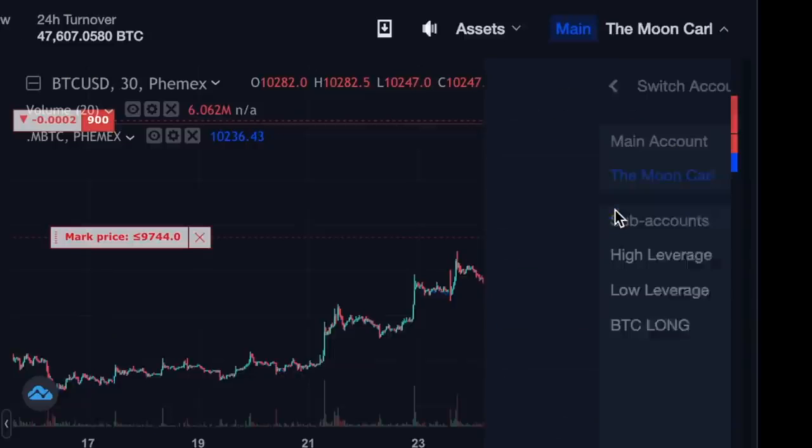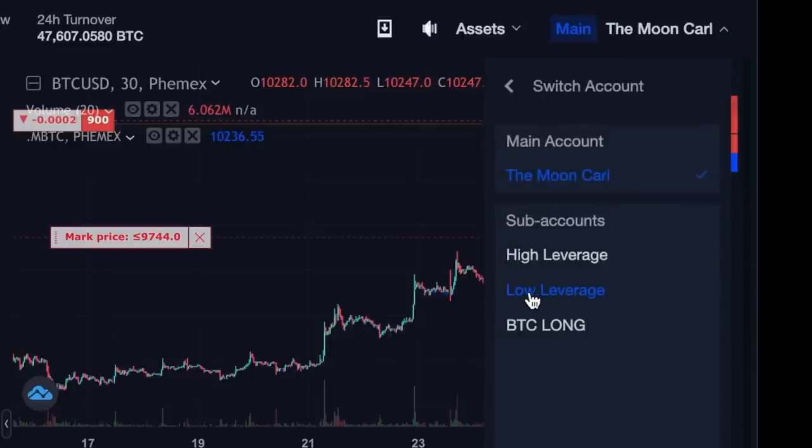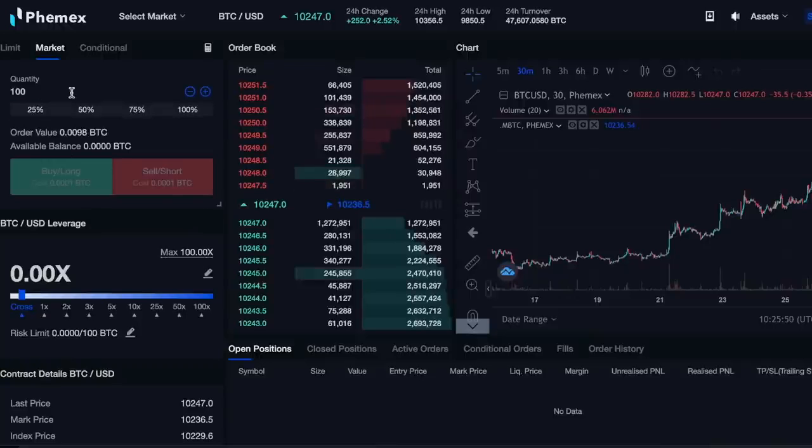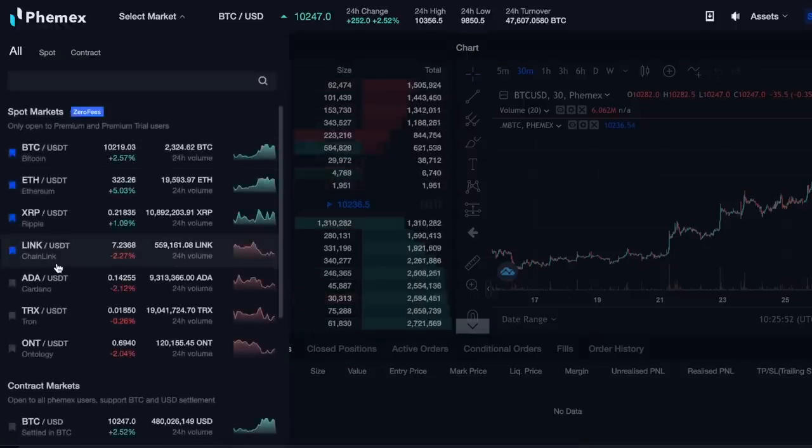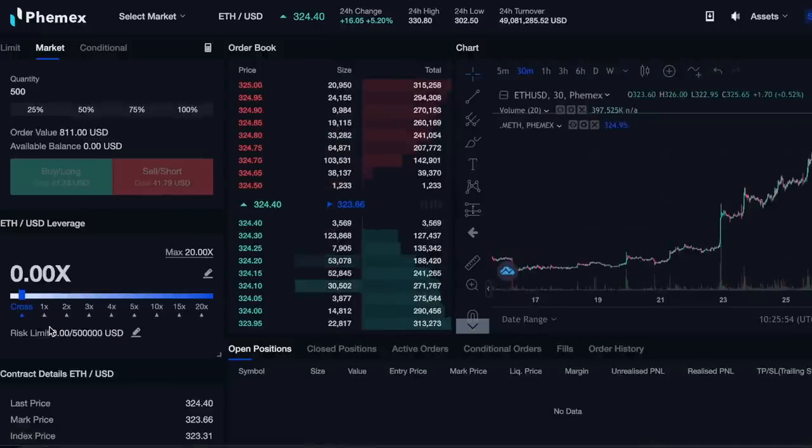All right, let's go to my other account here that I called low leverage. Well, you can see here that if I want to, let's say I want to trade Ethereum here, you can see that I cannot click here. It says buy long, sell short, but I cannot click anything. It's because I have no available balance.